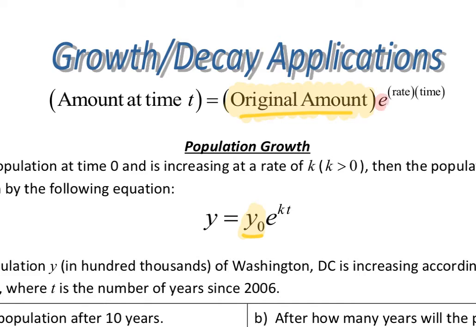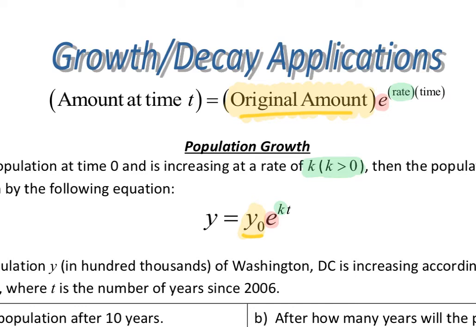Notice that we're still talking about an equation that has an e in it. That's because the population would be considered to be growing continuously. There's going to be a rate of growth that's a positive number. We're going to call it K. And it's going to be different based on what we're talking about the population of.